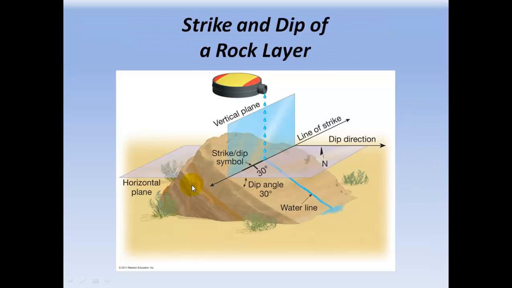So here is our line of strike, and we talk about that in terms of degrees from north. And then here's our dip angle. It's our angle from the horizontal plane, and the direction. So the dip direction, it's dipping this way, and its dip angle is 30 degrees. The strike is 30 degrees from north.